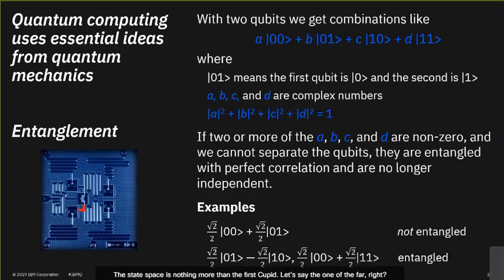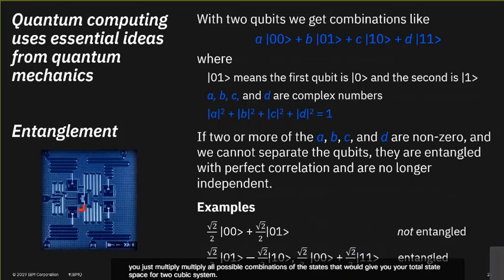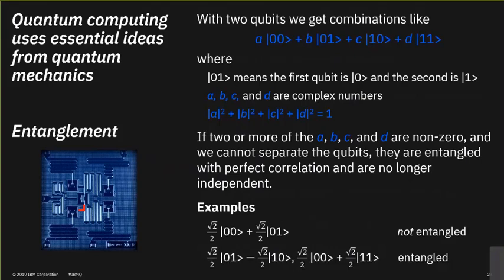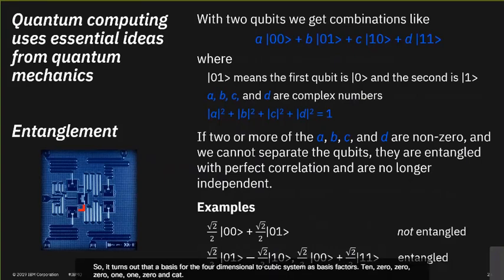The state space is nothing more than the first qubit, let's say the one on the far right, it would be qubit 0, and the one just to the left of it would be qubit 1. You just multiply them with all possible combinations of the states. That would give you your total state space for a 2-qubit system. It turns out that a basis for the 4-dimensional 2-qubit system has basis vectors ket 0,0, ket 0,1, ket 1,0, and ket 1,1.